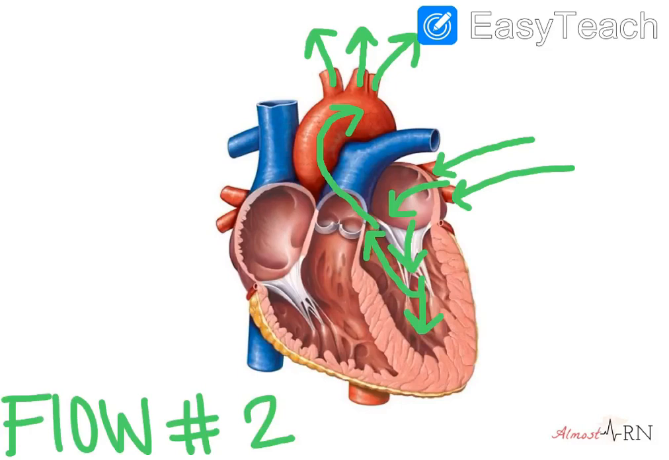So once again, we have blood coming in through the pulmonary veins, going into the left atrium, down through the mitral or bicuspid valve, into the left ventricle, up through the aortic valve, into the aortic arch, which will then either go through the brachiocephalic trunk, left common carotid artery, or left subclavian artery.